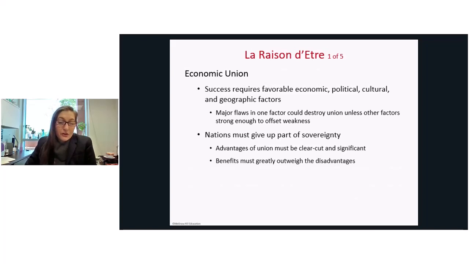Many of the associations formed in Africa and Latin America, for example, have had little impact because the perceived benefits were not sufficient to offset the partial loss of sovereignty that they incurred.